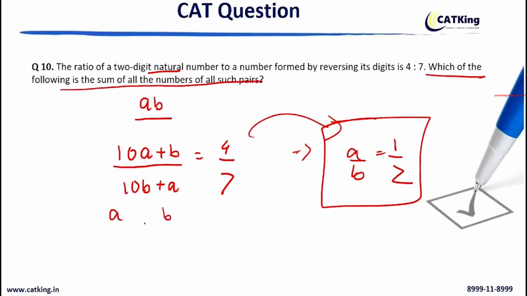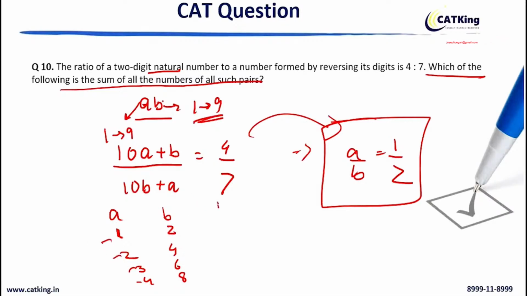So A and B are there. These are digits, right? The value of A can range from 1 to 9. B can range from 1 to 9. Correct? If A is 1, then B will be 2. If A is 2, B will be 4. A is 3, B will be 6. A is 4, B will be 8, and that's it. If A is 5, then B has to be 10, which is not possible. So these are the 4 possibilities. Am I correct? What numbers do they form? Numbers will be 12, 24, 36, 48. Obviously, correct? Reverse will be 21, 42, 63, 84.